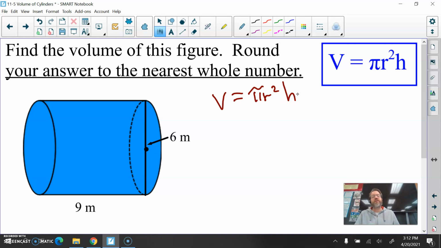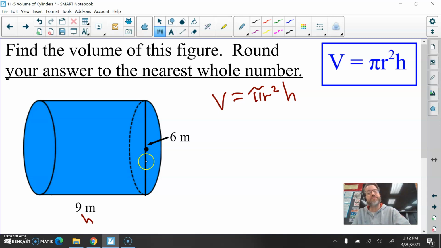times h. First of all, the height is 9 meters, isn't it? I know what you're thinking. Wait, I thought height went up, down. Well, sometimes. But see how this cylinder is laying on its side here? The height is the distance between these bases. The bases are the circles. So the height is 9 meters.